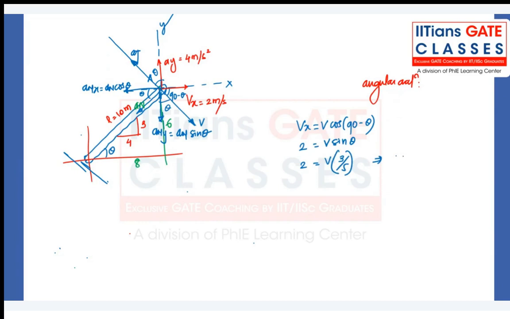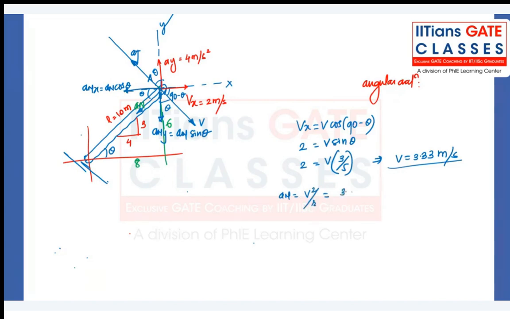So this implies V is equal to 10 by 3. So it is 3.33 meters per second. Okay, so this is the use of Vx in order to calculate the velocity. If velocity is known, the normal acceleration we can calculate, that is V square by R.